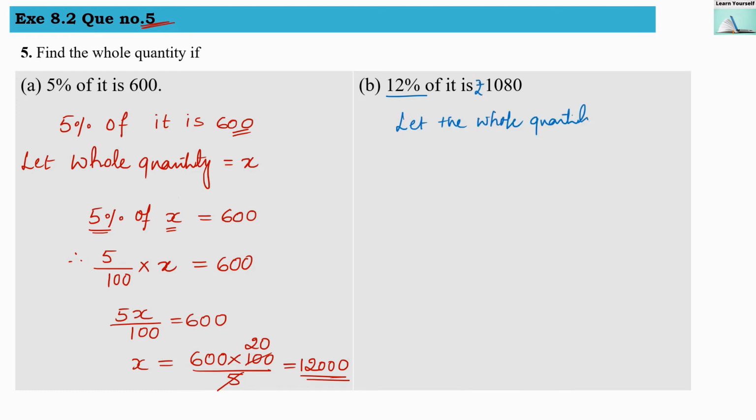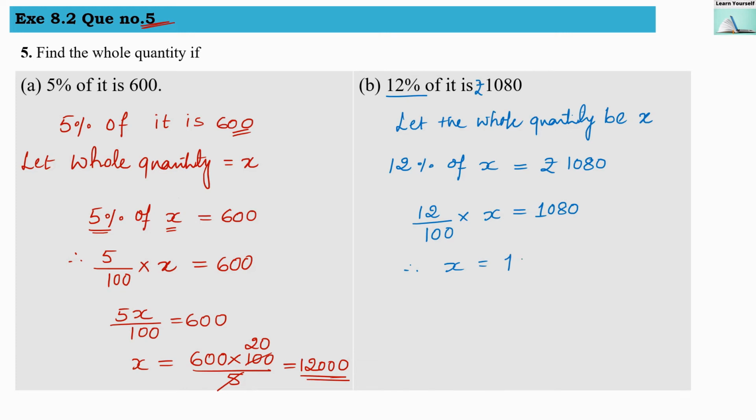Now the second numerical is 12% of it is 1080 rupees. The whole quantity can be x or y, any algebraic variable you can assume here. So 12% of x is going to be rupees 1080. So let us convert this percentage into fraction form. Of we are converting into multiplication, into x equals 1080. So we will get here x equals 1080, in division 12 will be there, and that is in multiplication with 100.